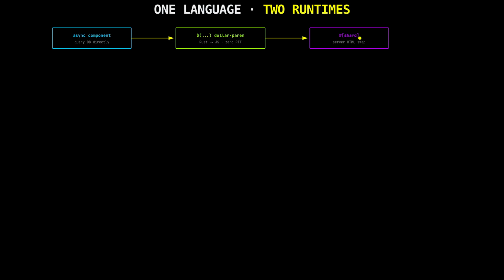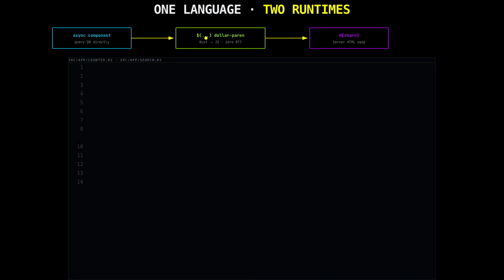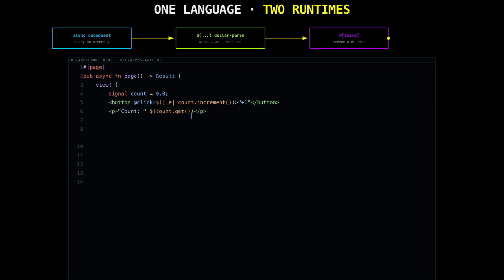And when an update genuinely needs the server, like fresh search results, you mark a component as a shard. Topcoat re-renders just that component on the server whenever its arguments change and swaps the new HTML in place. Let me make that concrete. A component is just an async function that returns a view. Inside it, you write a $parent expression, an ordinary type-checked Rust closure, and Topcoat translates it to JavaScript for you. A button's click handler reruns in the browser with 0 round trips.